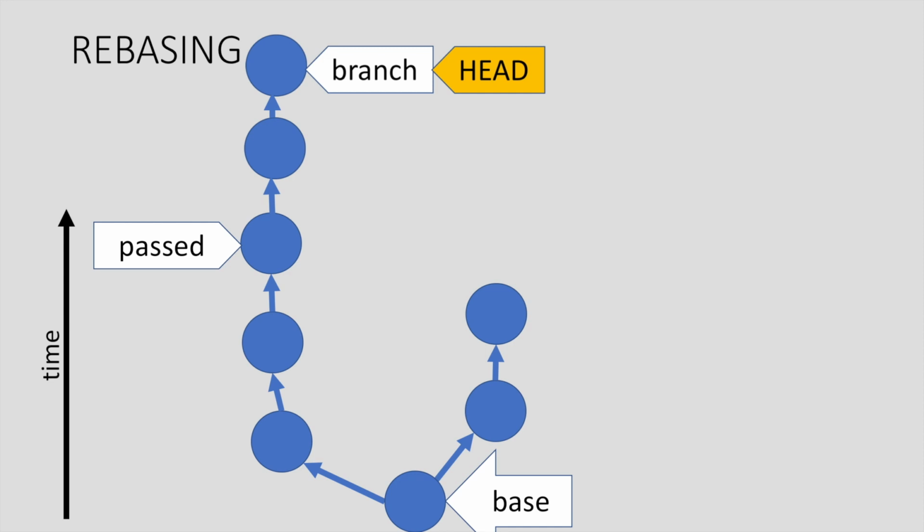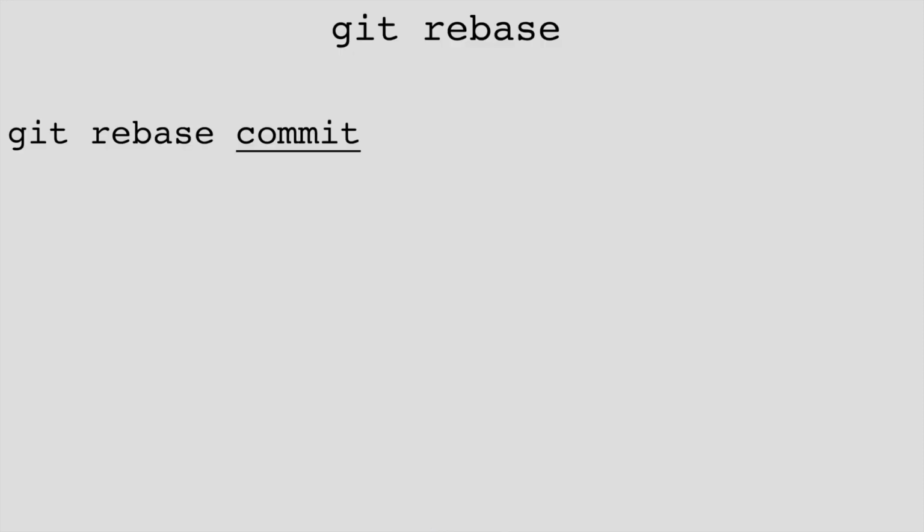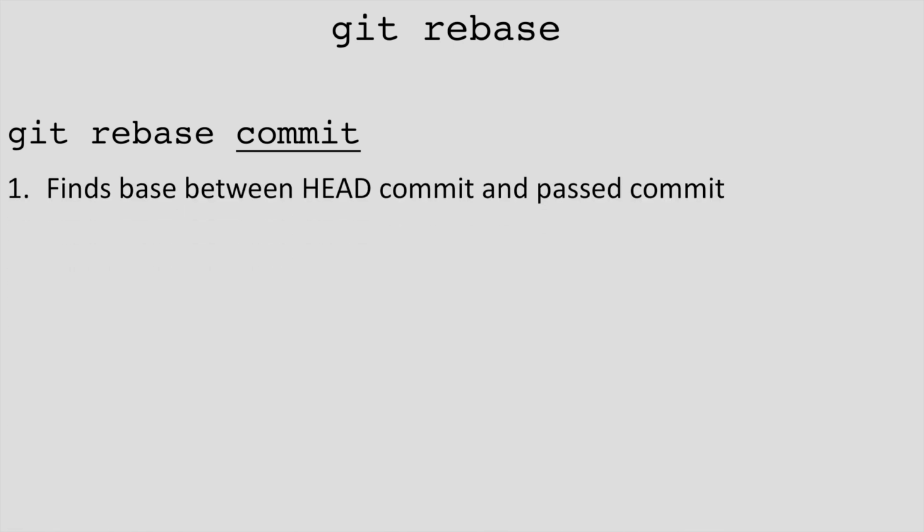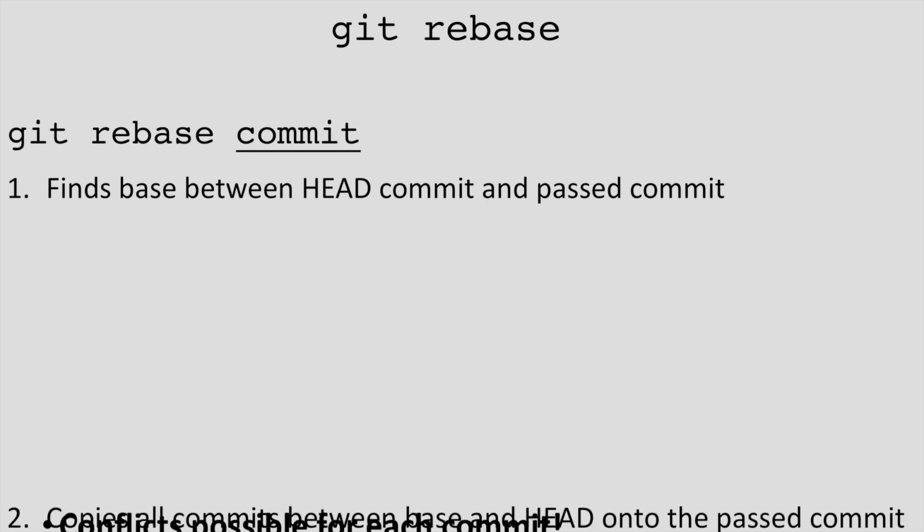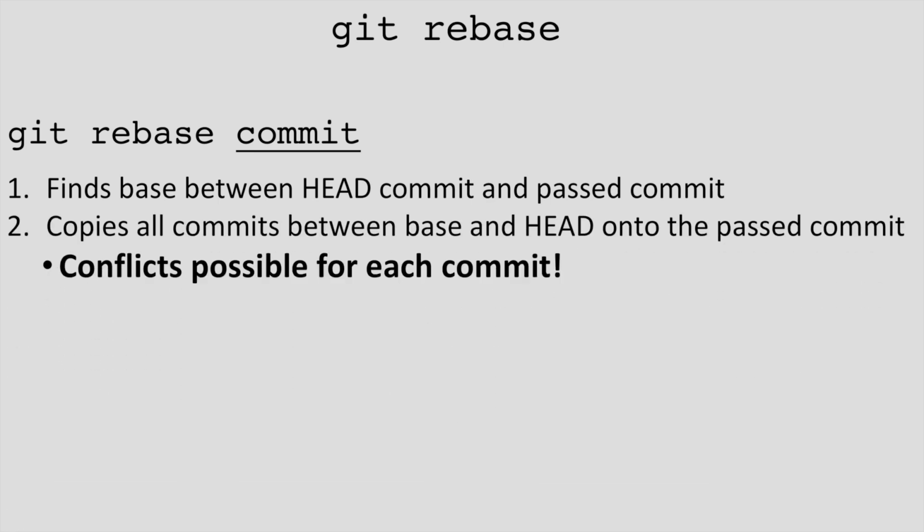Rebasing allows conflicts. In fact, it allows a conflict for each commit you copy. You have to resolve conflicts for each commit you copy, which can make it way harder to resolve conflicts. A lot of times, it's just impossible to rebase. The command git rebase commit finds the base between head and the commit past, and then it copies all commits between base and head onto the past commit.